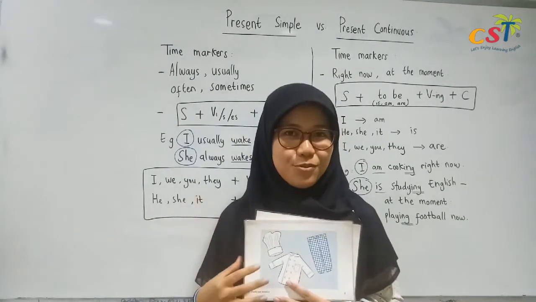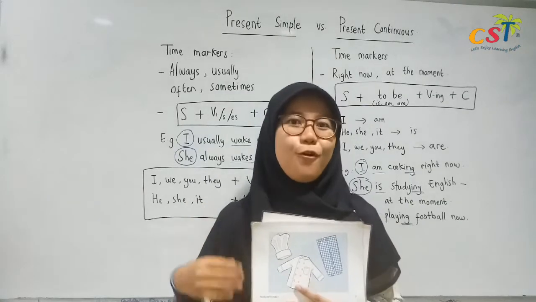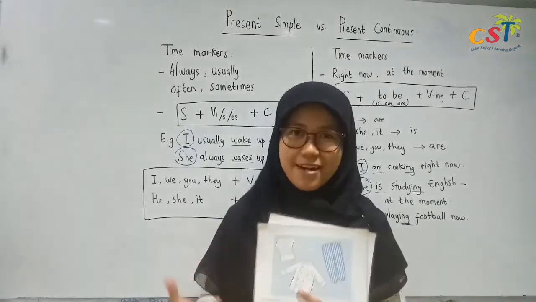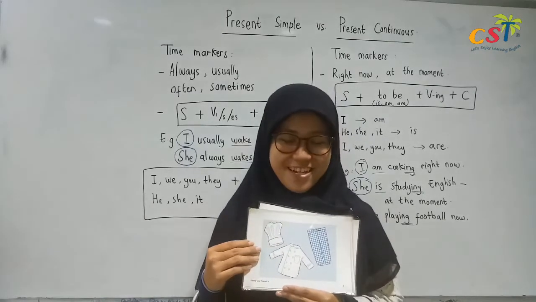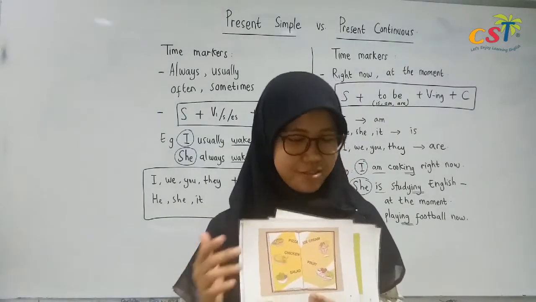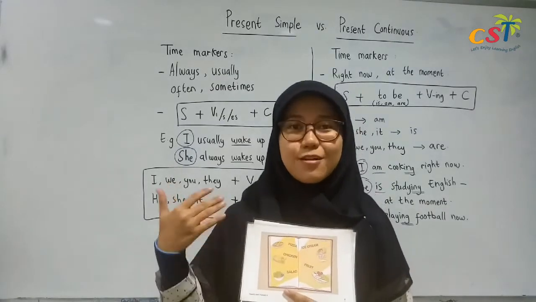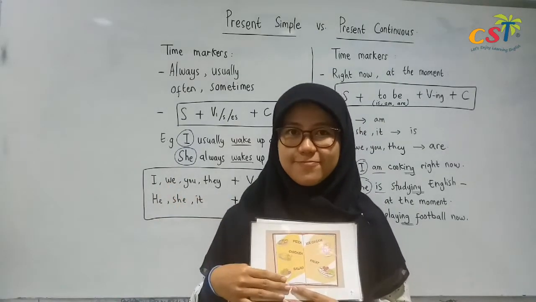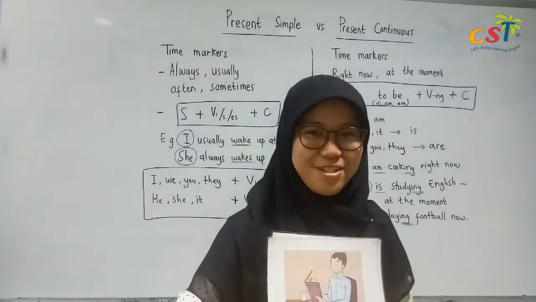Next, this is the clothes that are worn by the chef or the waiter or waitress in the restaurant. We call it uniform. That's right. Now, let's take a look at the next page. This one, what is it? You can see some of the food that are sold by the restaurant. Menu. That's right. It's menu.